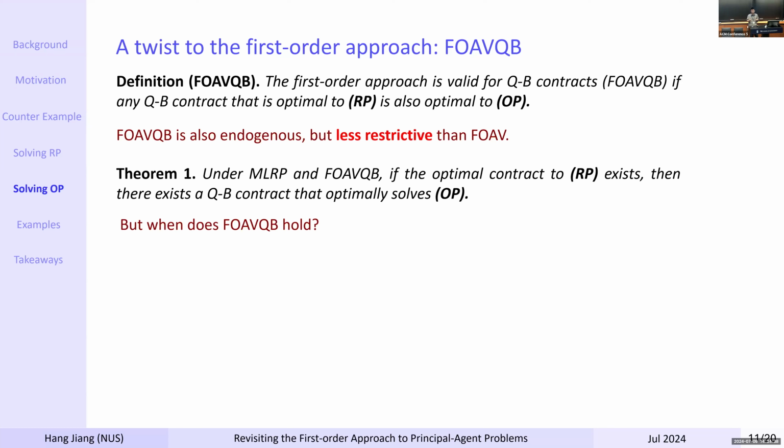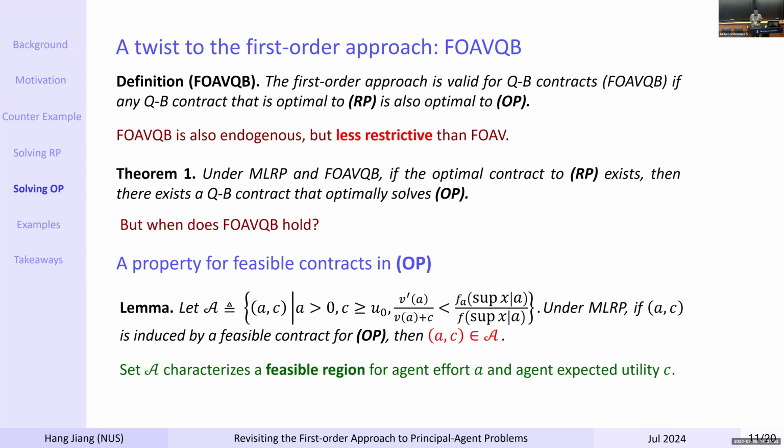If we don't know when FOAB-QB holds, then if you give me some model parameters, we don't know if FOAB-QB is applicable. So we need to address this problem. Before we give our exogenous conditions, we introduce a property for feasible contracts in OP and give a lemma here. The lemma characterizes a feasible region for agent effort A and agent expected utility C.